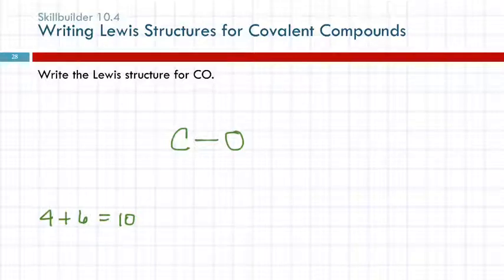So I've made a bond, and now I'm going to distribute the rest of them. And just go in pairs. So this is 2, 4, 6, 8, 10. I ran out of electrons. See what happens. Count up what everybody has. So this carbon has 2, 4, 6. This oxygen has 2, 4, 6. They are not happy. Yes?